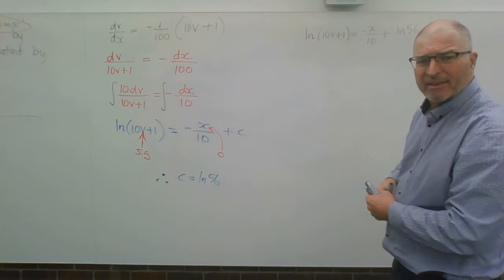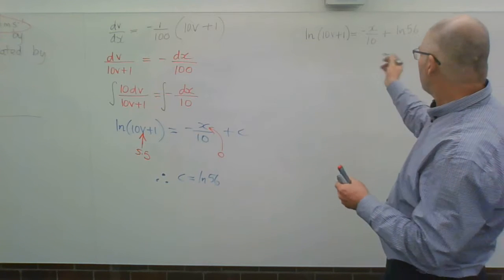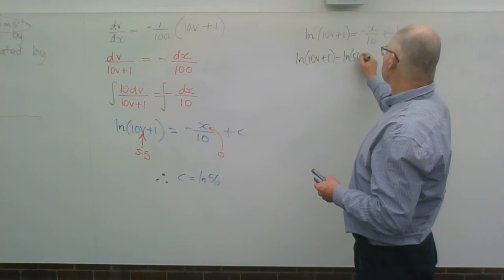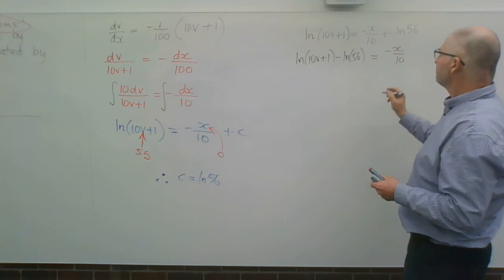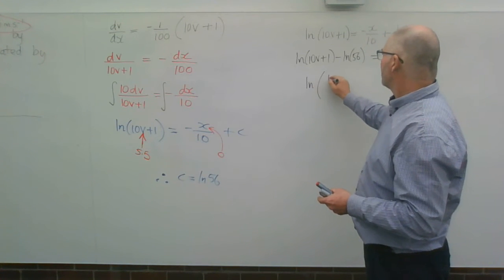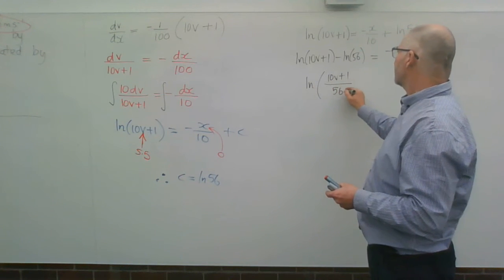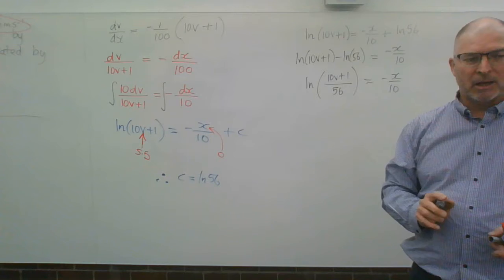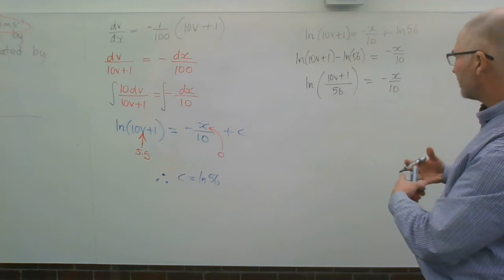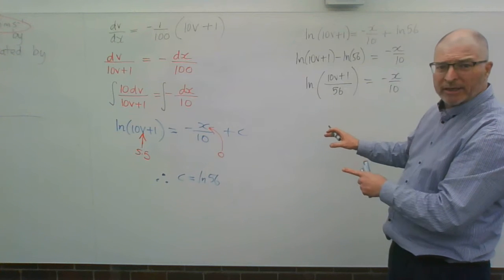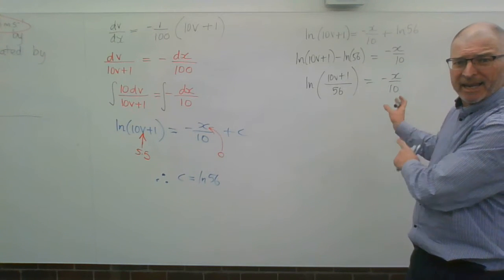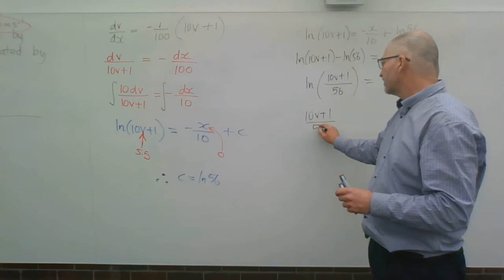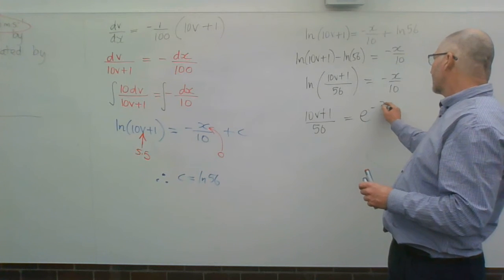Let's get these ln's together and do a bit of logarithm arithmetic here. ln of 10v plus 1 minus ln of 56 equals minus x on 10. So that's ln of (10v plus 1) on 56 equals minus x on 10. Because I want to get v equals some function of x, I'm going to raise each side to e, e to the power of the left and e to the power of the right. If I do that, I'll get (10v plus 1) on 56 equals e to the negative x on 10.